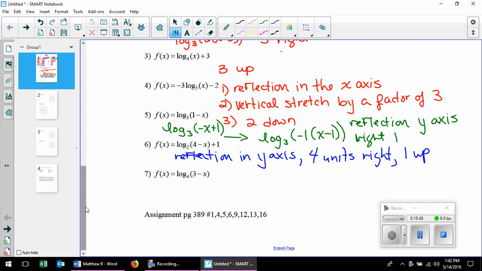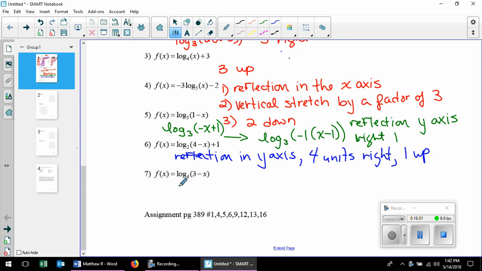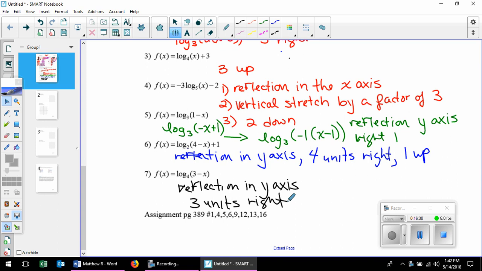So here's my thing. Are you guys going to be able to do this? Will you remember this when I put it on the test? No. Yes. Absolutely. The answer is absolutely. Okay, the last one here, I'm going to have a reflection. And I'm going to be 3 units, 3 units where? Right. Okay, we made it through page 1. Golden.